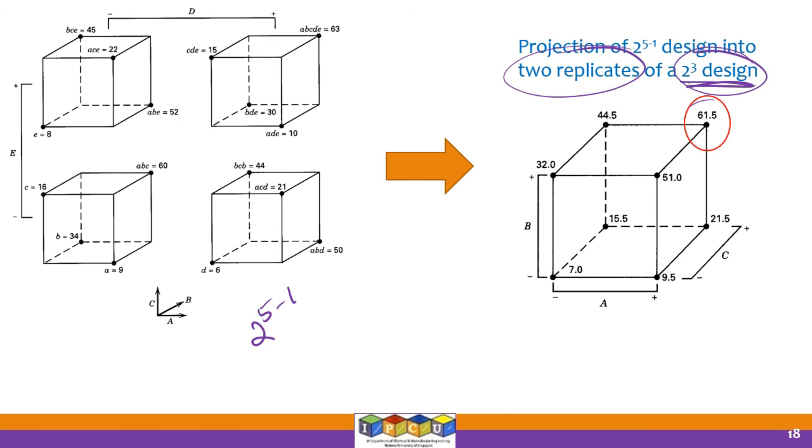So why is this number 61.5? Because you have one experiment giving you 63 and a replicate giving 60. So 60 plus 63 divided by 2 is 61.5 in this illustration. This is 44.5 because one experiment gives 45, the other experiment gives you 44. All right, so basically you take the average of 45 and 44, that's where you get it. And this is 32 for exactly the same reason. You can figure that out yourself, right?